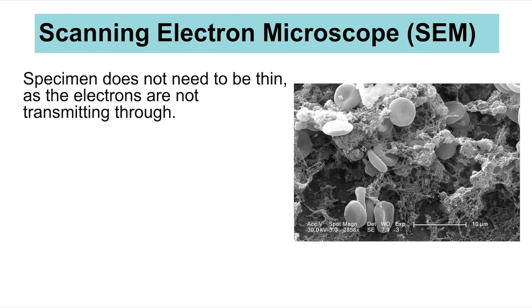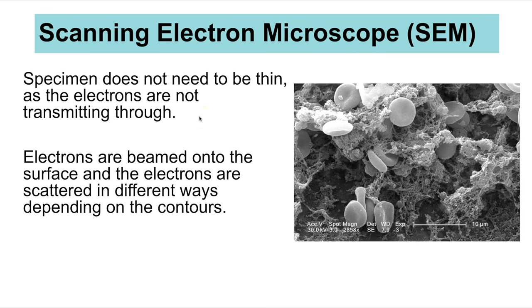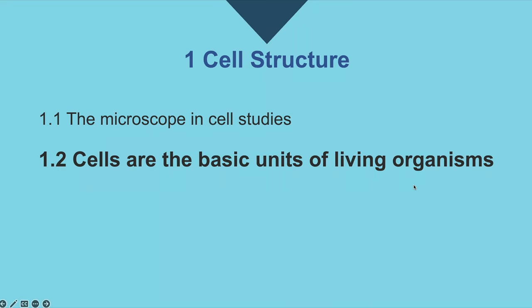The scanning electron microscopes don't need to be as thin because the electrons aren't passing through. They are instead reflecting and scattering off the surface. And because they're scattering off the surface, that's how you get these different contours and therefore this 3D image of the surface of your specimen. So that's what you need to know about microscopes.